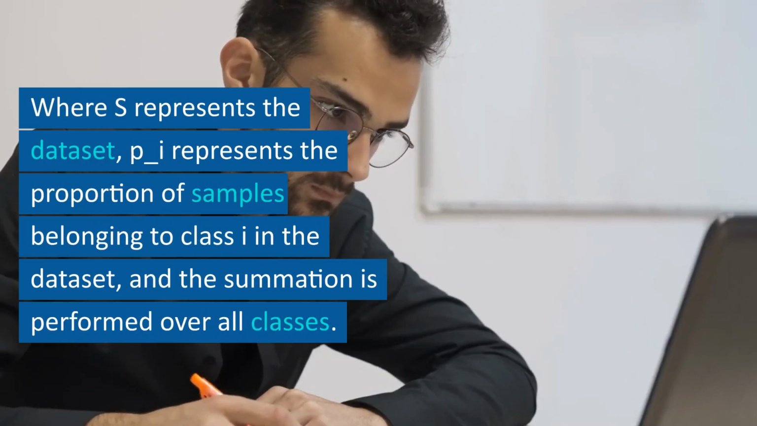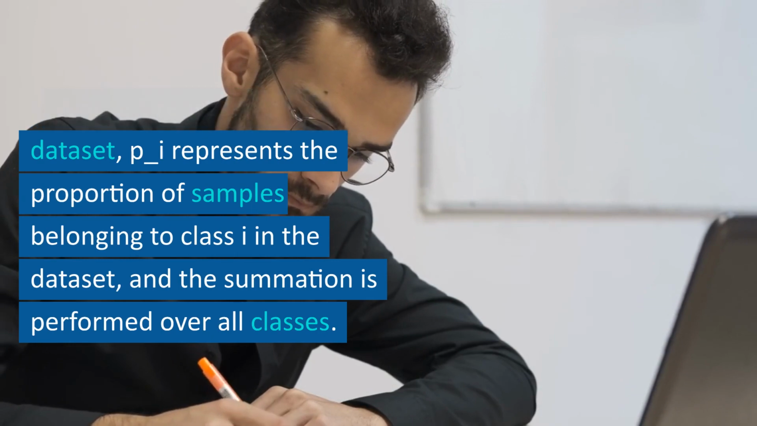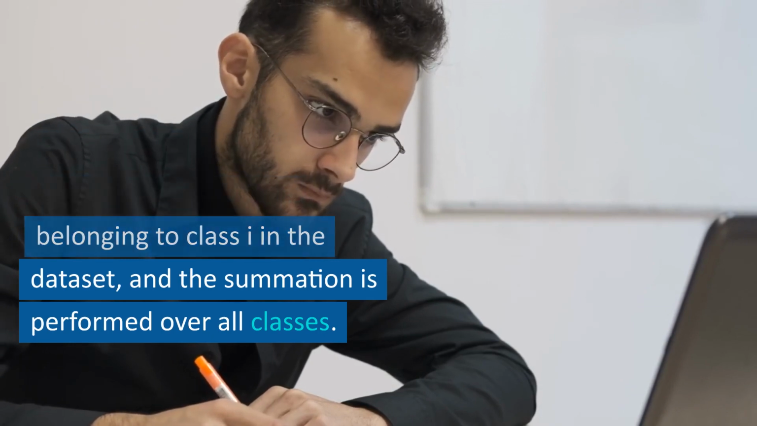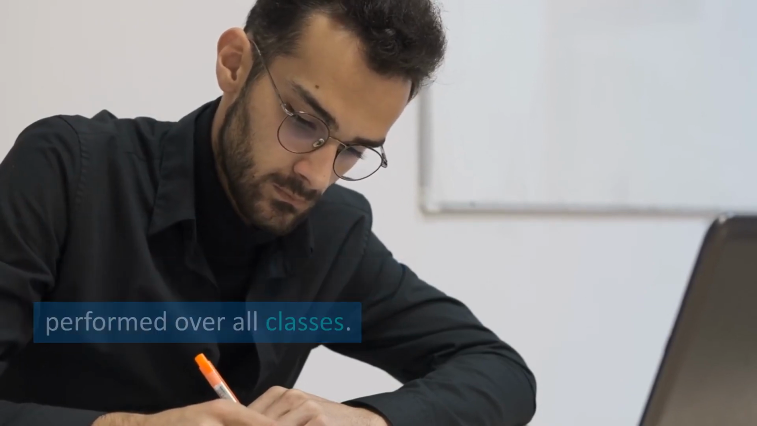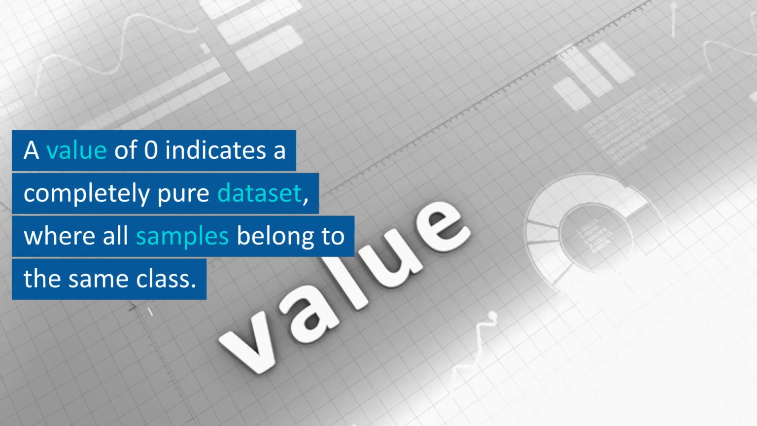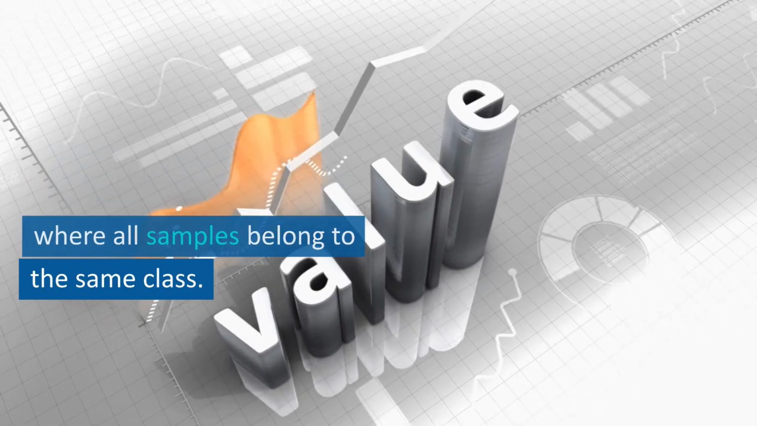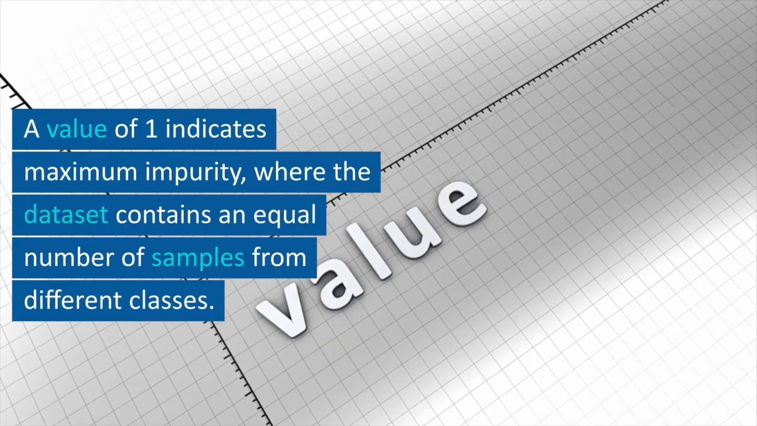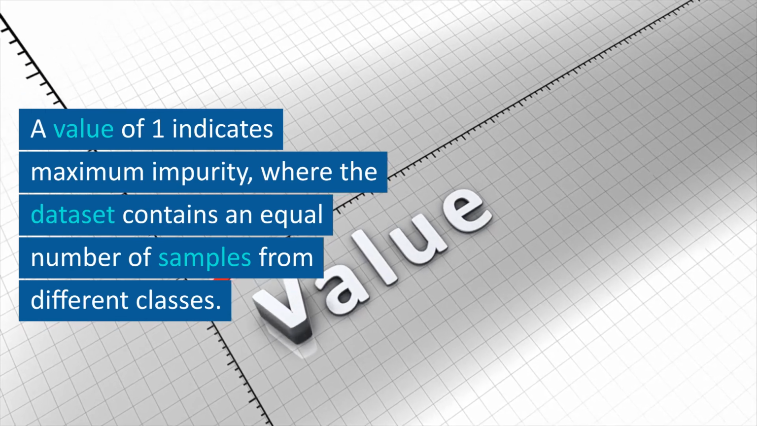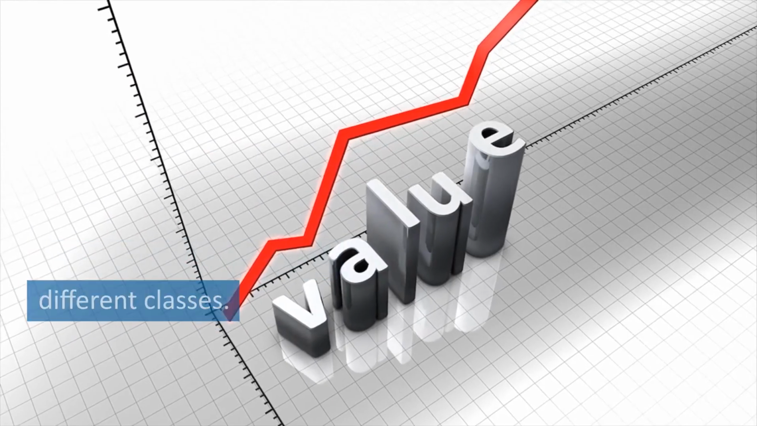Where S represents the dataset, p_i represents the proportion of samples belonging to class i in the dataset, and the summation is performed over all classes. The entropy value lies between 0 and 1. A value of 0 indicates a completely pure dataset, where all samples belong to the same class. A value of 1 indicates maximum impurity, where the dataset contains an equal number of samples from different classes.